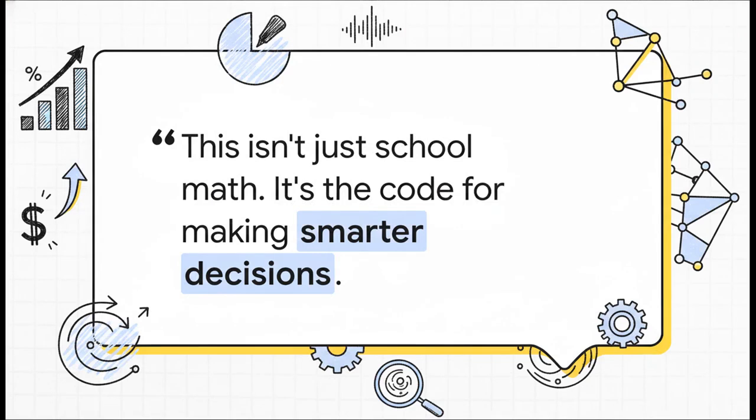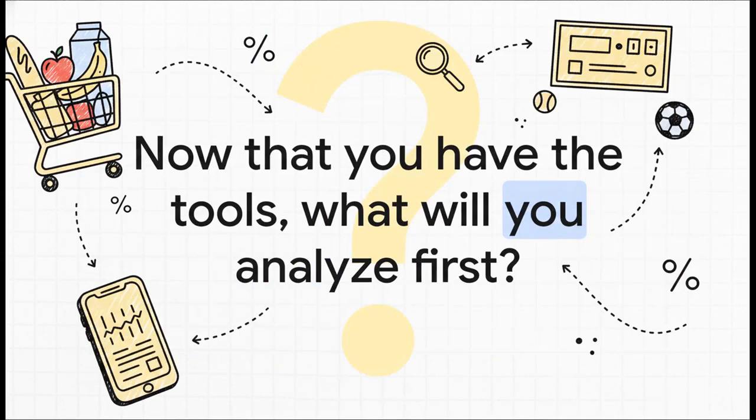Look, at the end of the day, this is so much more than just numbers on a page. It's like learning the code behind the prices you see and the stats you hear. And understanding that code, it doesn't just make you smarter, it puts you in control. So the toolkit is yours now. Whether you're at the grocery store, checking your phone bill, or just arguing about sports with a friend, you have the tools to see what's really going on. My only question is, what are you going to analyze first?